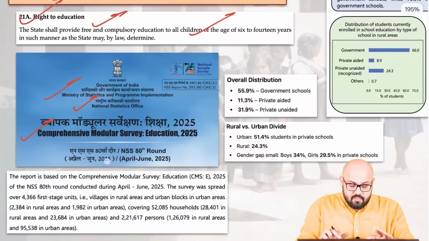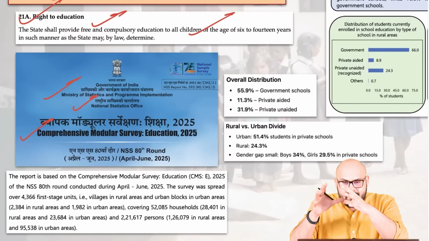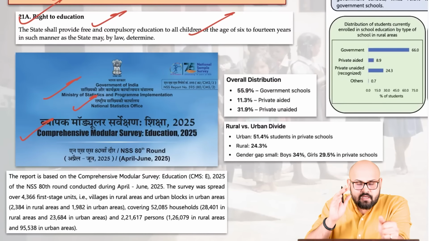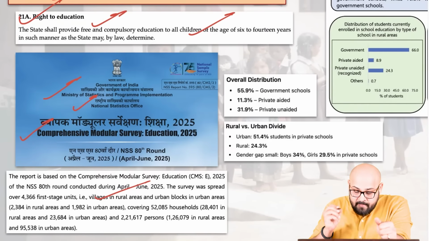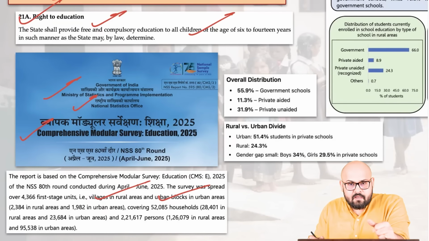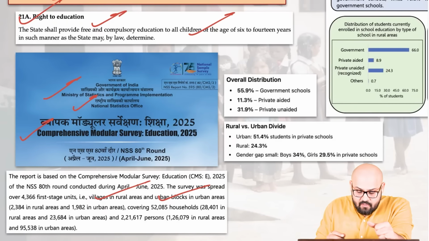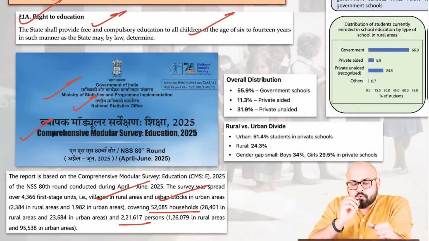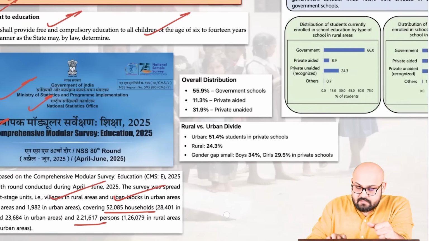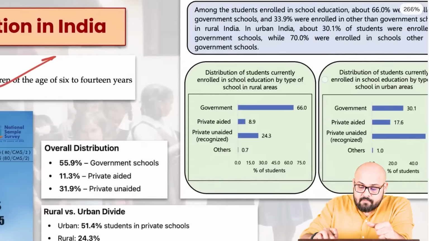Second thing, let's talk about the magnitude of this particular survey. It covered the villages and rural areas and the urban blocks in the urban areas. How many households were covered? Almost 52,000 households were covered and a population of almost 2,21,000. Need not memorize this. Now let's talk about the important points.